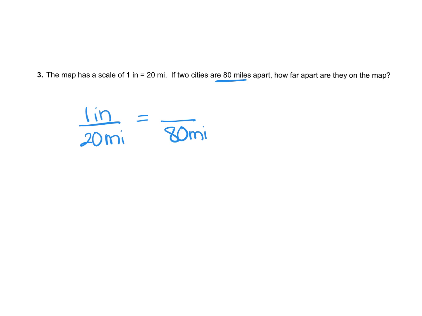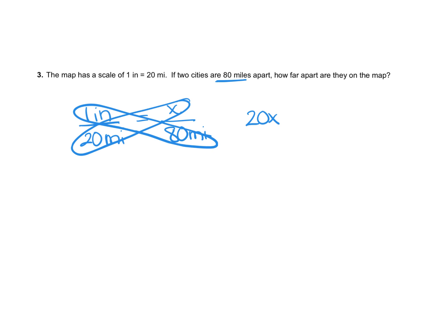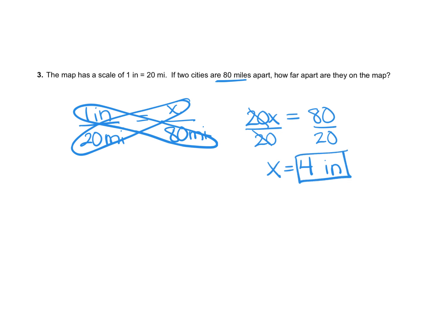All right, so I could do one of two things here. I could say, well, how did I go from 20 to 80? And I know I'm multiplying by 4. In this case, let's just go ahead and do the cross products property. I'm going to multiply and multiply. So I get 20 times x. I have 20x is equal to 80 times 1, which is 80. So I'm going to divide by the 20. And x then is equal to 4. So what we know then is on your map, 80 miles would be 4 inches apart.